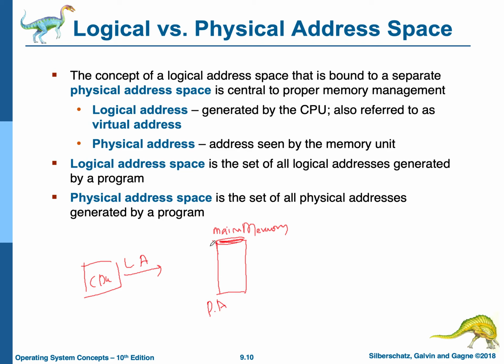Okay, 0 to maybe 8000, right? This is the physical address. 0, 1, 2, 3, 4. These are address locations over the main memory. So a logical address is generated by the CPU, also referred to as a virtual address. Sometimes, not in this chapter but maybe somewhere else, you can also see the term virtual address used instead of logical address, while the physical address is the main memory address.